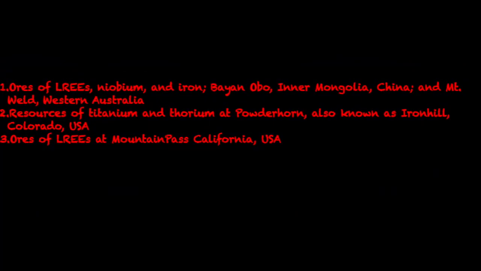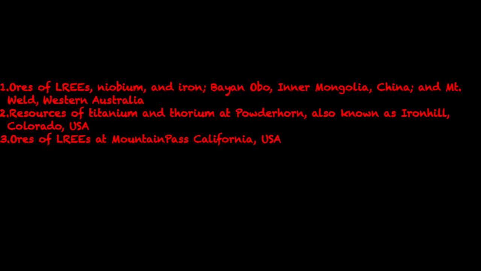Of these 500 intrusions, many host one or more separate ore bodies containing different combinations of incompatible trace elements and major elements as well. Some of the well-known examples of carbonatite hosted deposits include ores of LREEs, niobium and iron at Bayan Obo, Inner Mongolia, China, and at Mount Weld, Western Australia. Resources of titanium and thorium at Powderhorn, also known as Iron Hill, Colorado, USA. Ores of LREEs at Mountain Pass, California, USA.